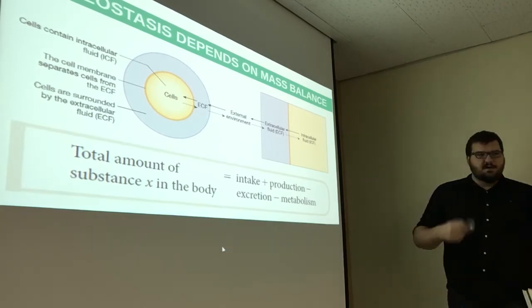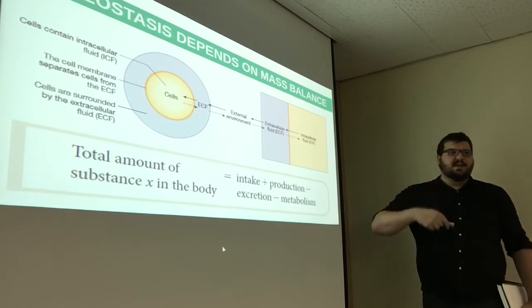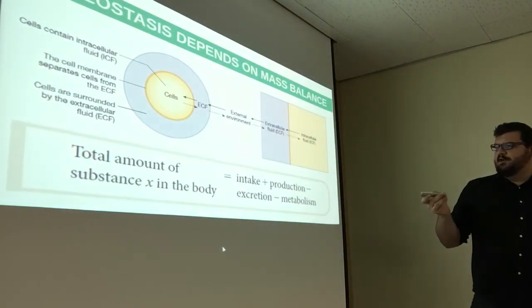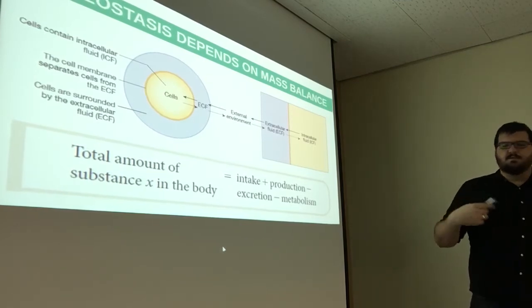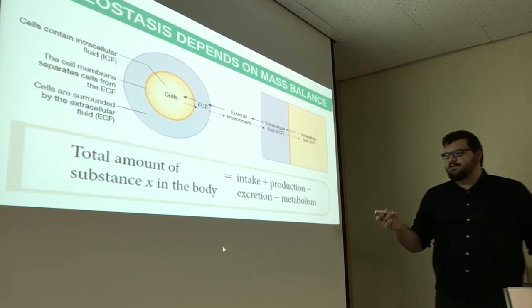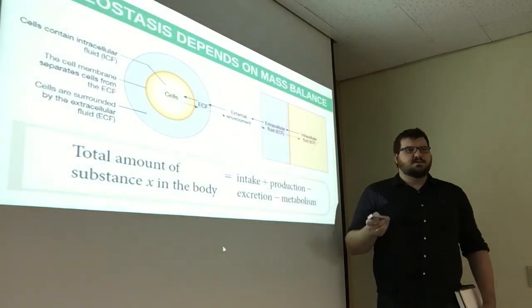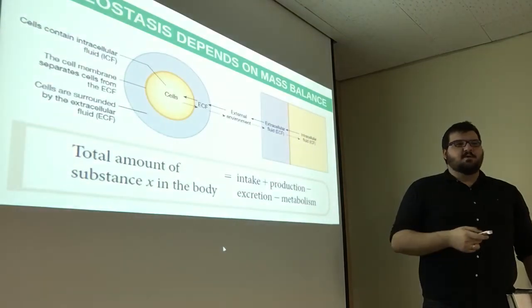Okay, for the whole body, the total amount of substance in your body is your intake, like water, food, and something like this, plus your production, the conversion of this food and water, minus excretion, minus metabolism. So this equation will keep your body stable. Okay.